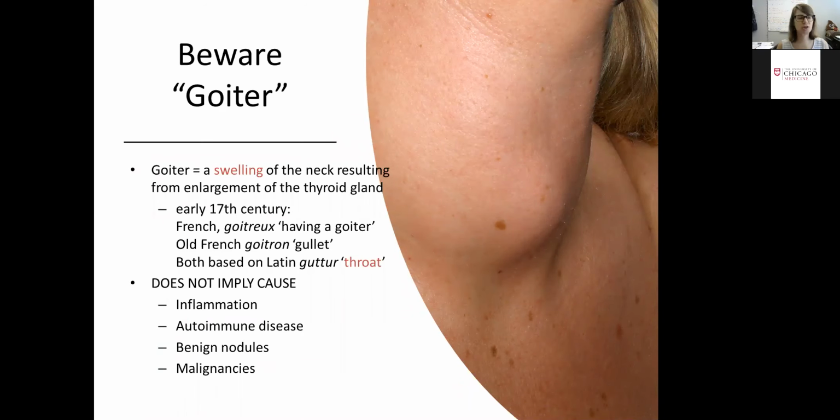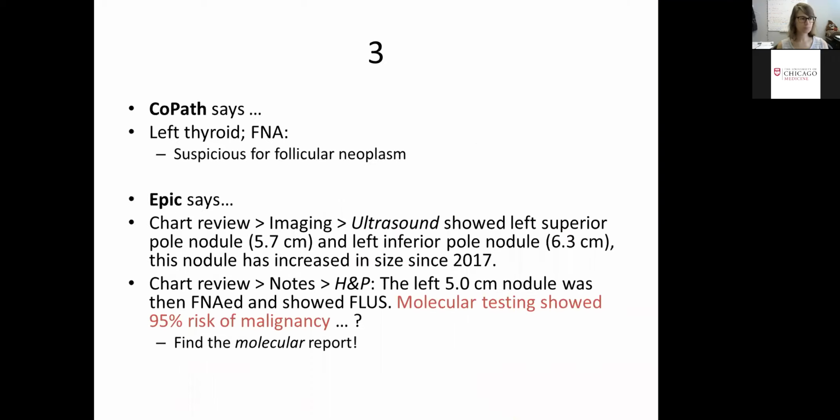Goiter is literally just a swelling of the neck resulting from any generic enlargement of the thyroid gland. This comes from the French goitre. I don't speak French, but goitre, having a goiter, goitron, gullet, or guttural throat, right? So it's basically like you got a big gullet, all right? Goiter, you got a big throat. It does not imply cause. It does not imply inflammation. It does not imply autoimmune disease. It does not imply benignity. It does not imply malignancy. It can be any of those. So just hammering this point home, all right?